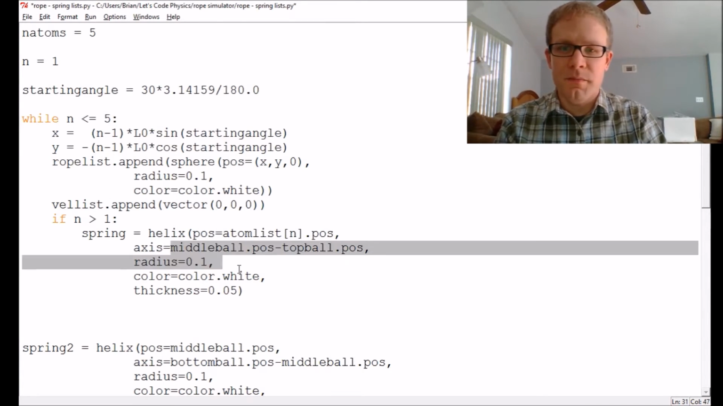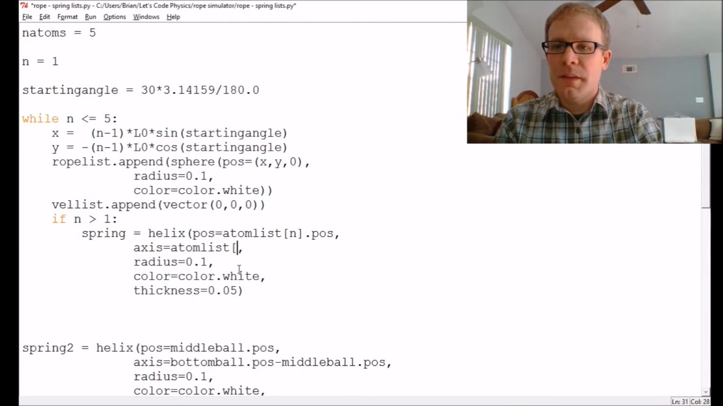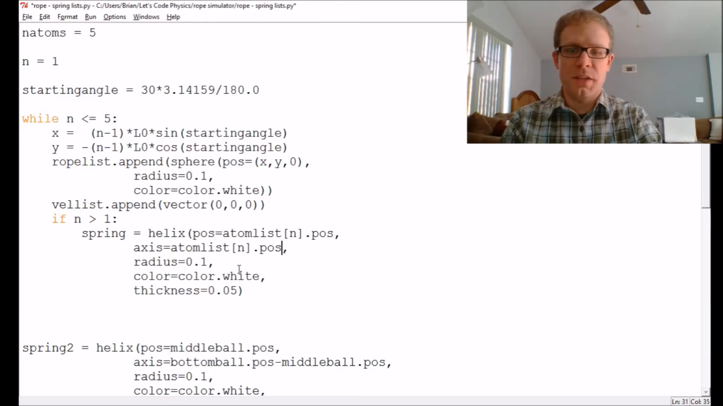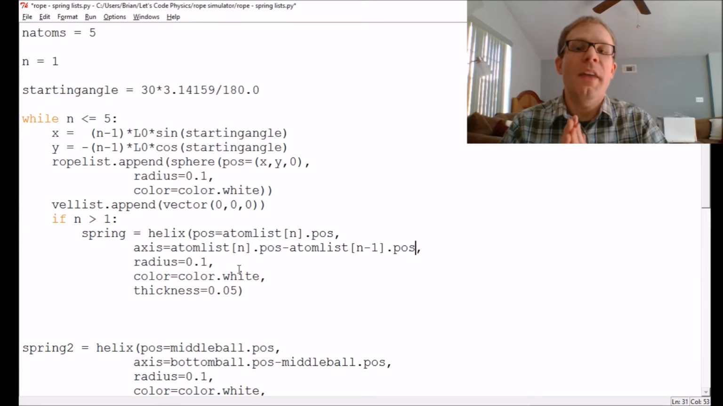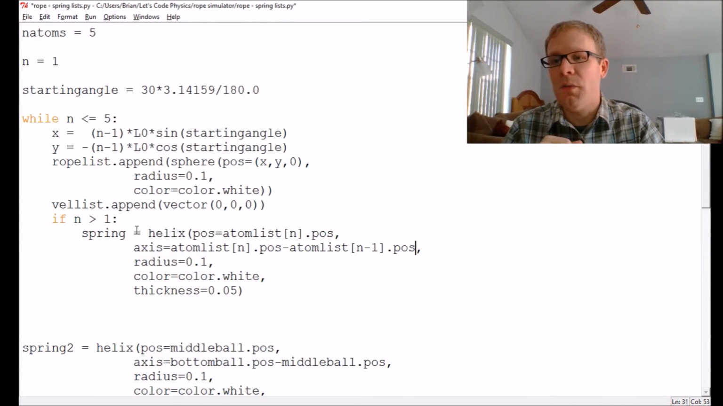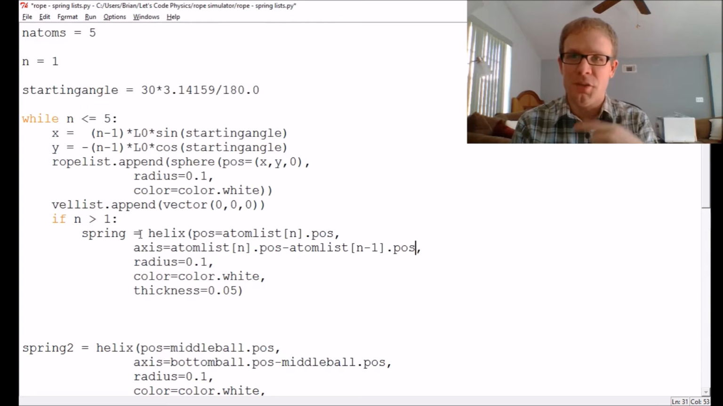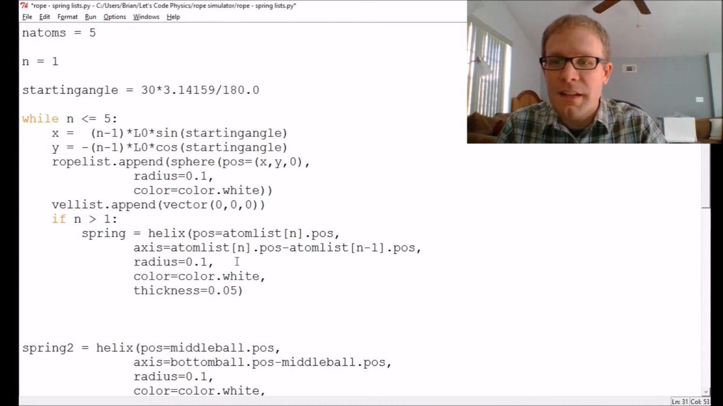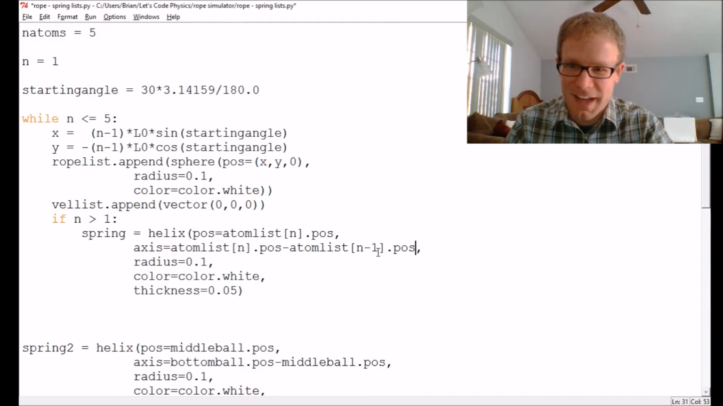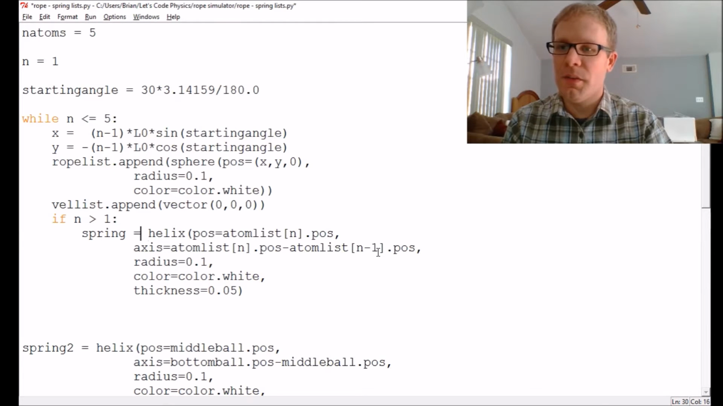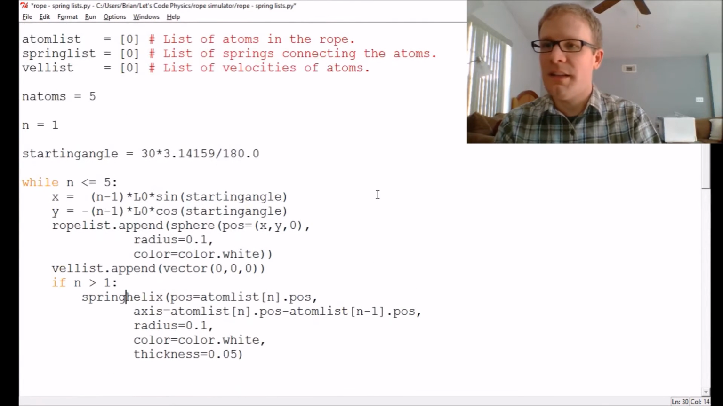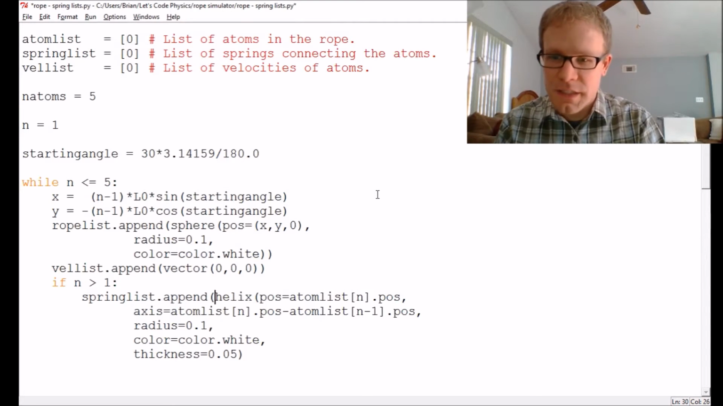And we'll have the axis be atom list of n dot pos, so the current atom's position minus the previous atom's position, atom list of n minus 1 dot pos. And by having this under if n is greater than 1, in that first loop, n equal to 1, it's not going to try to subtract atom list of 1 minus atom list of 0, which there is no atom in atom list of 0. Let's see, and instead of saying spring equals, I want to say, did I call it spring list? I did. Spring list dot append.